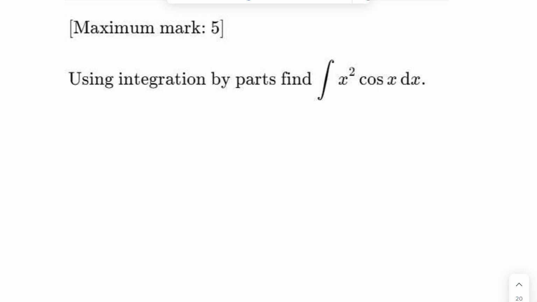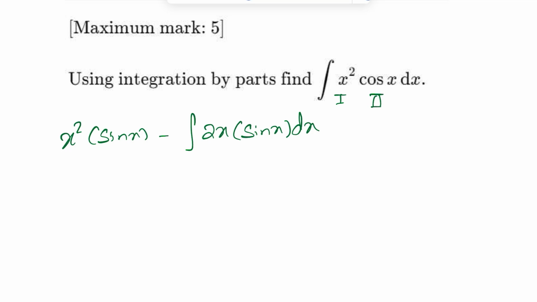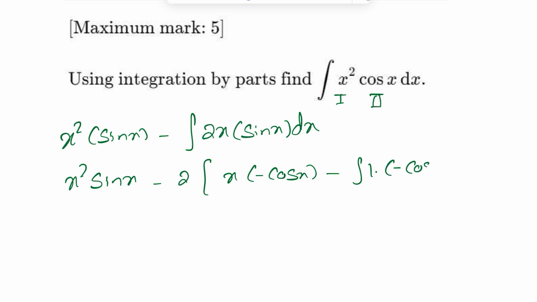Question number 43. Use integration by parts for the integral of x² cos x dx. So this is my first function, and this is the second function. First function times the integral of the second function, which is sin x, minus the integral of the derivative of the first function, 2x, times the integral of the second function, sin x. Once again, integration by parts: x² sin x minus 2 times, first function times the integral of the second function, which is negative cos x, minus the integral of the derivative of the first function, which is 1, times the integral of the second function, minus cos x, dx. So it becomes x² sin x plus 2x cos x.